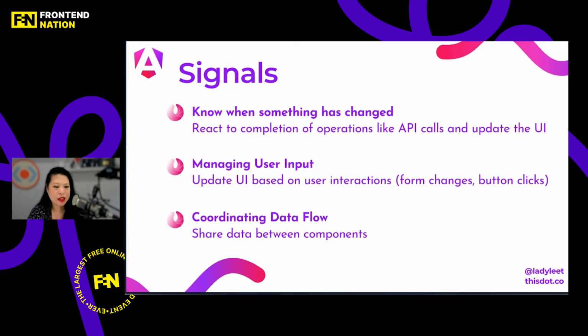So signals basically just knows when something's changed. It really reacts to the completion of operations like API calls and updates the UI. It allows you to manage user input so you can update the UI based on user interactions. And it allows you to coordinate data flow, so being able to share data between components and everything.